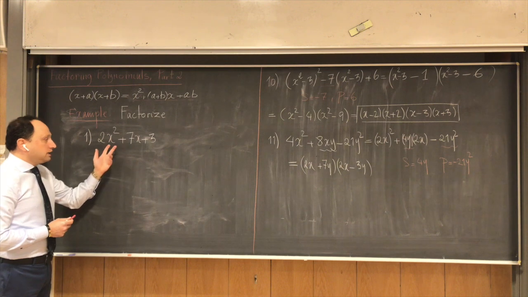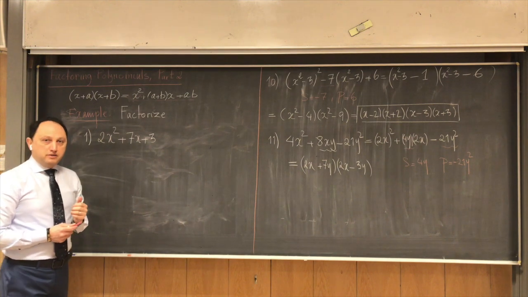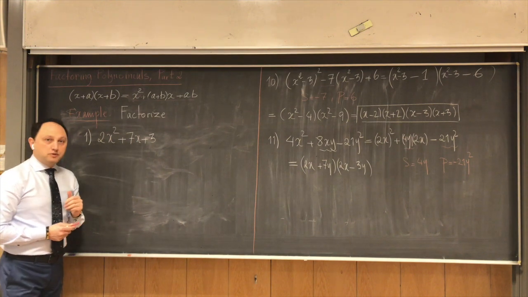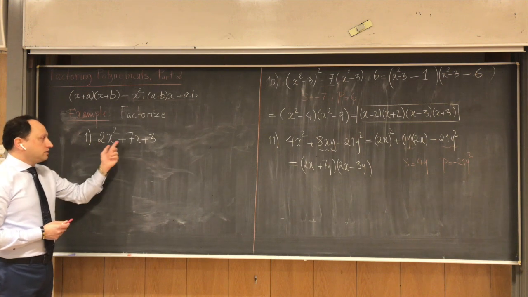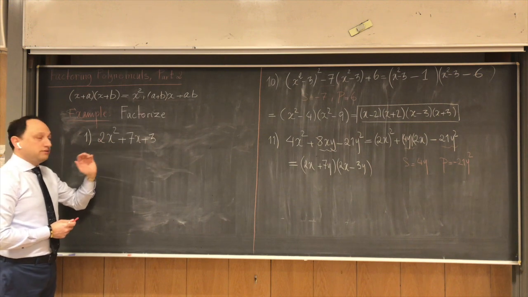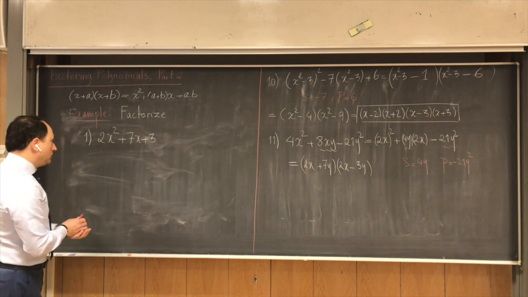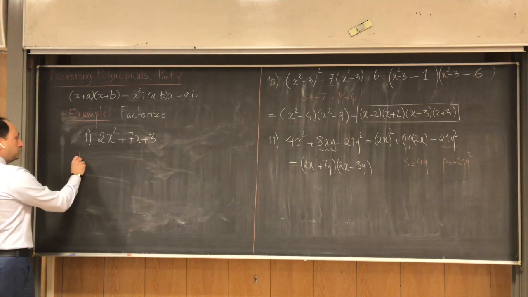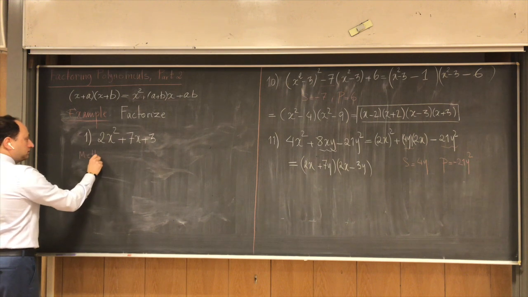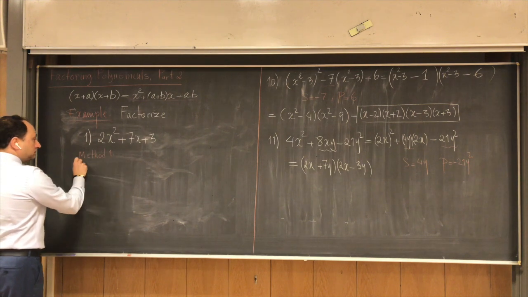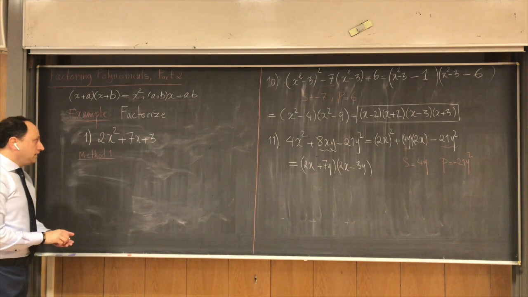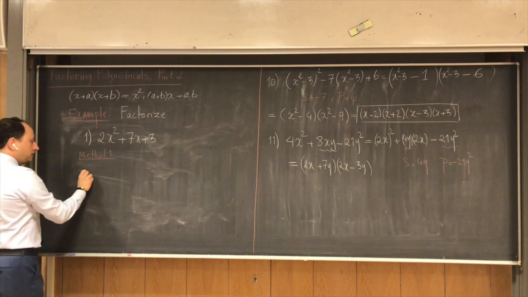Okay, so I will give you two methods for solving these types of problems, where you have a trinomial, but you don't have a complete square in the beginning. So let me solve it with two methods. So method number one. In method number one, I would write this expression.